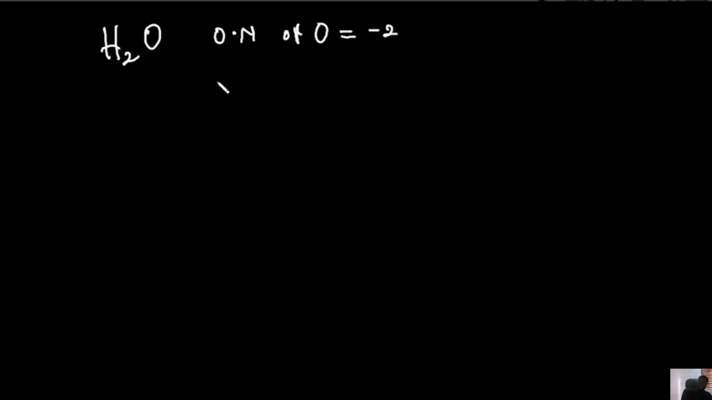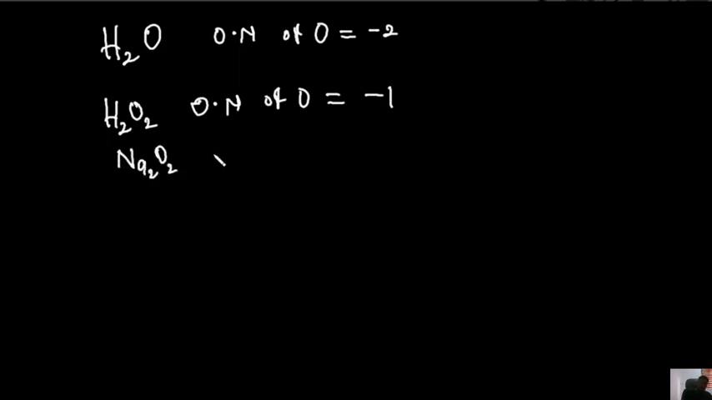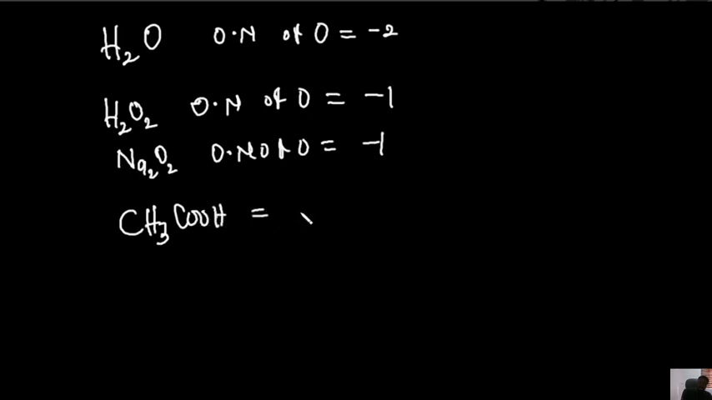Now, the only exception, or the only place where oxygen changes its oxidation number when it is combined, is in a peroxide. Like in hydrogen peroxide, the oxidation number of oxygen here is going to be -1. As we said, in sodium peroxide, the oxidation number of oxygen is going to be -1. However, in any other substance, you have CH3COOH, this is ethanoic acid. The oxidation number of oxygen here is -2. You have H2SO4. The oxidation number of oxygen here is -2.